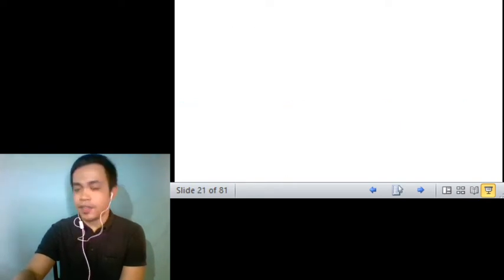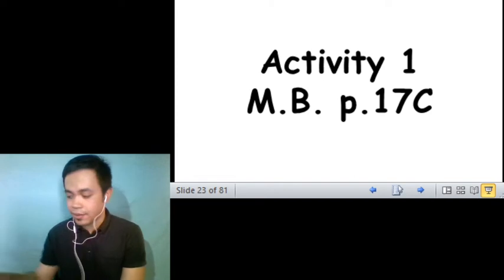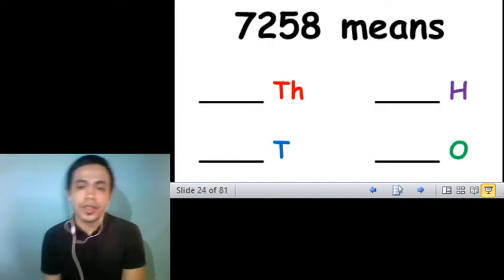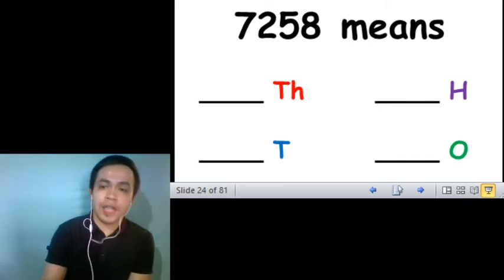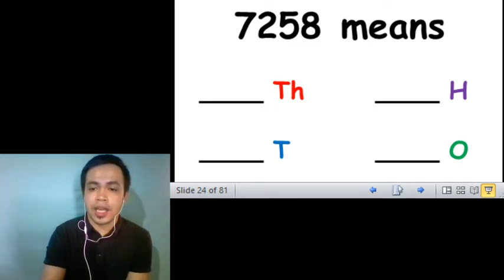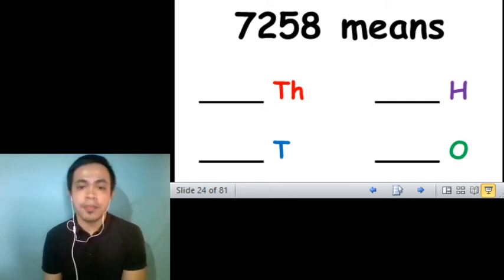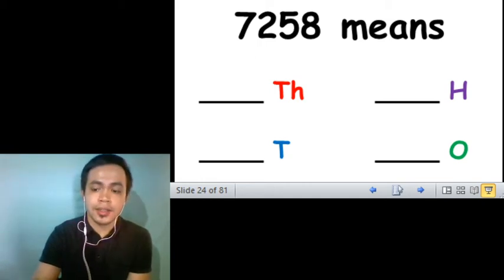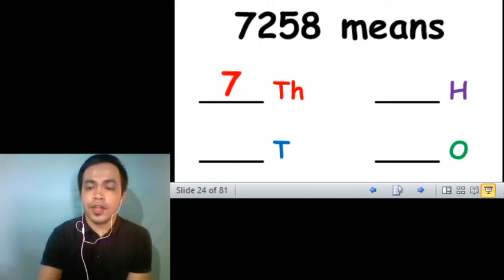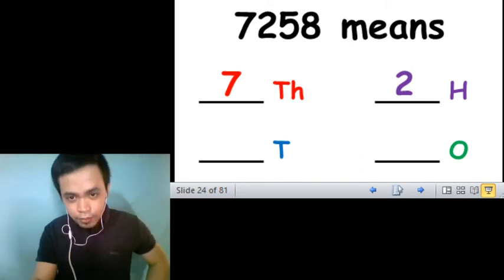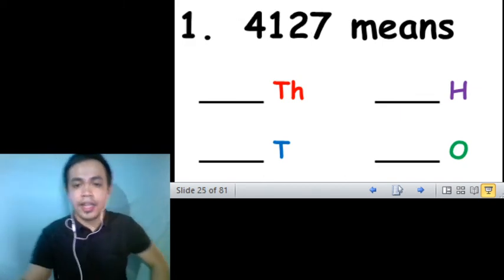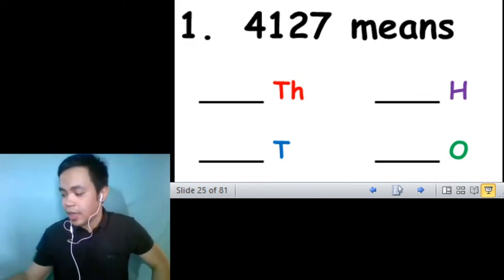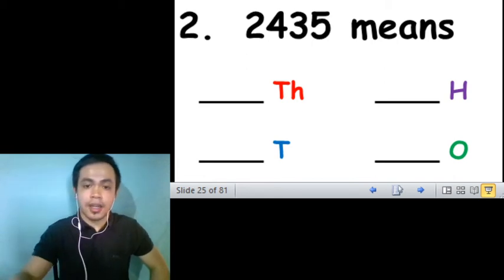After this activity, you go to page 17C. Here, what you're going to do, for example, we have 7,258. It asks what number is in the thousands, what number is in the hundreds, what number is in the tens, and what number is in the ones place. For the thousands, we have 7. For the hundreds, we have 2. For tens, we have 5. And for ones, we have 8. So you do the same up to number 6.